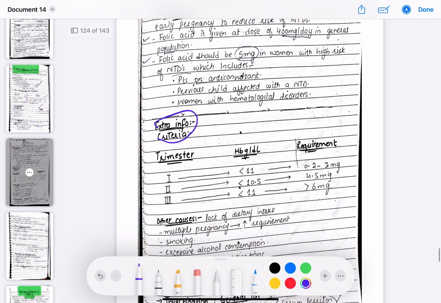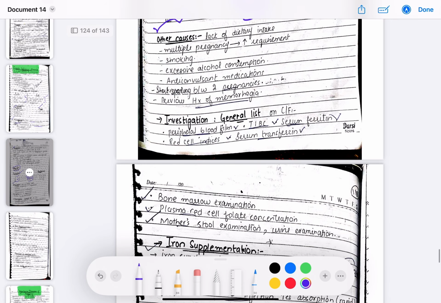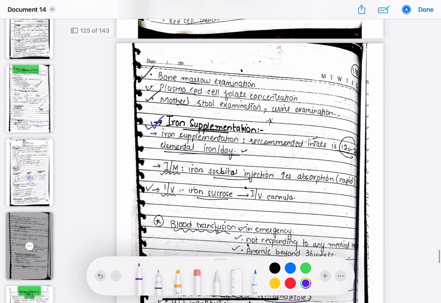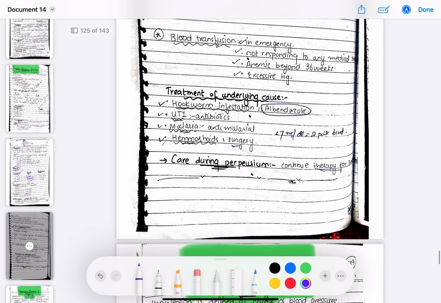Extra info criteria are trimester-wise, that is in the first trimester Hb should not be less than 11, then 10.5, and then 11. The other causes of folate deficiency anemia are also discussed. Investigations, such as the general list based on the clinical features, then iron supplementation, then the treatment of the underlying cause, which are hookworm infestation, UTI, malaria, and hemorrhoids, and then care during the puerperium. So this was all about folate deficiency anemia.